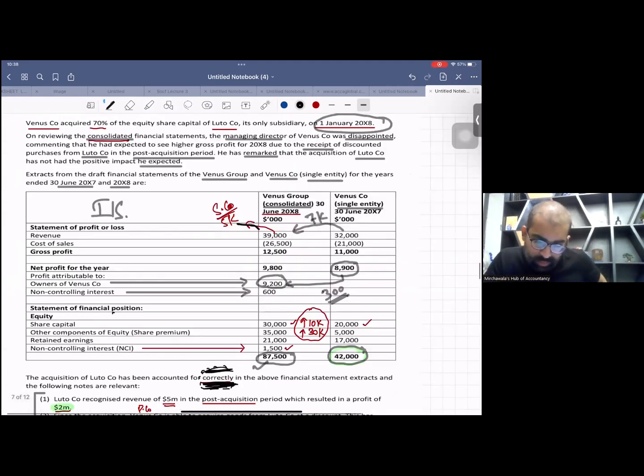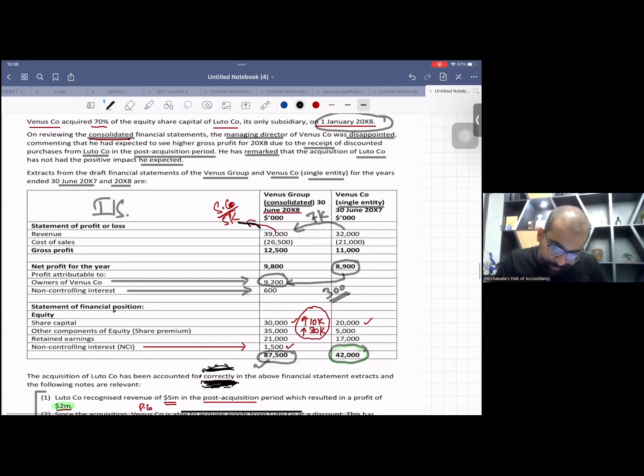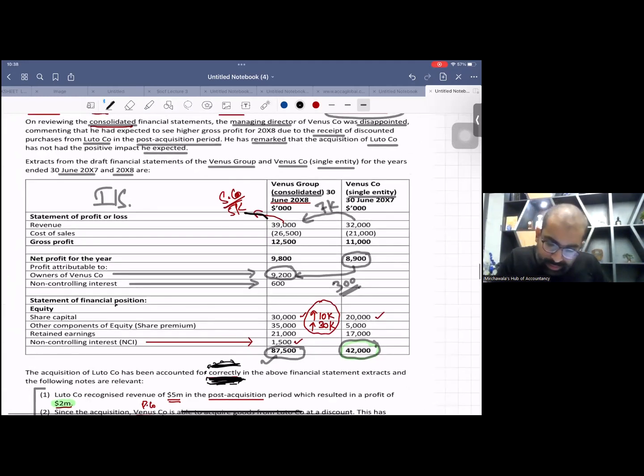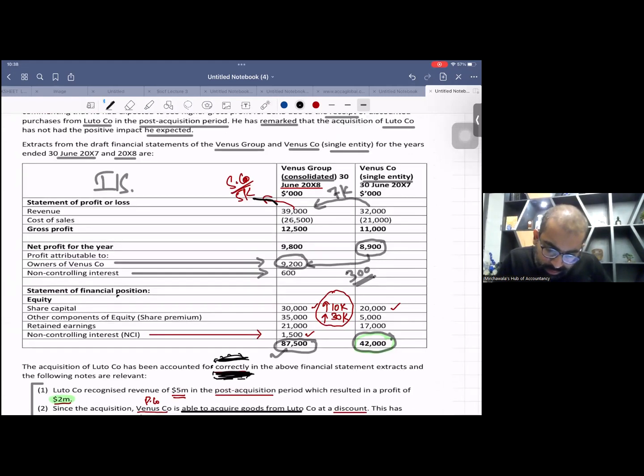Okay. Now see, a few points I have already raised. You can see the sales from last year to this year increased from 32,000 to 39,000. If you compare these total books, 32 to 39, sales increased by 7,000.